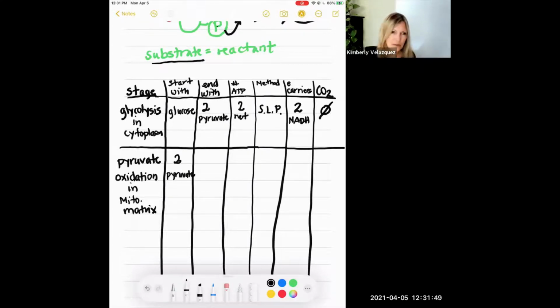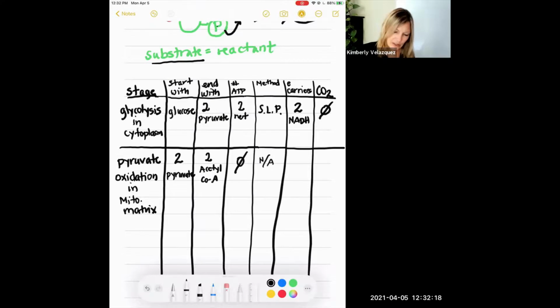Sorry, it's so small there. And that's a 2. End with 2 acetyl coenzyme A. I'm just going to make that 2 a little better there. Number of ATP made, 0. So this is not applicable.